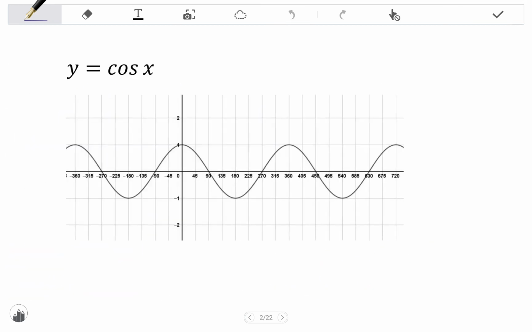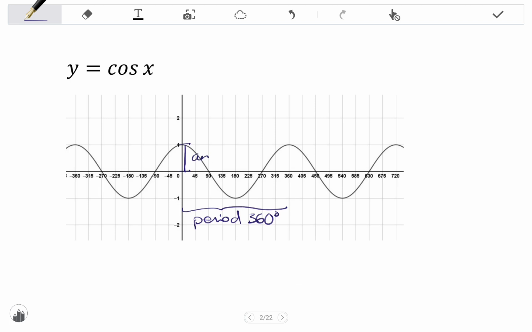Going on to the cos graph, again, revise the x-intercepts and the values of the peaks. Okay, if we look at the period of the cos graph, the length it takes to repeat its cycle, we see that the period is 360 degrees. Okay, the amplitude is still 1.